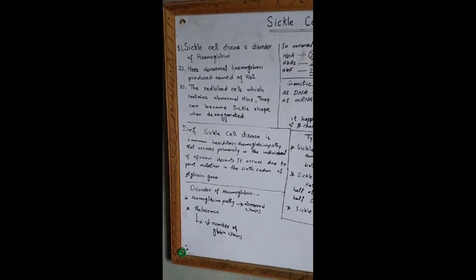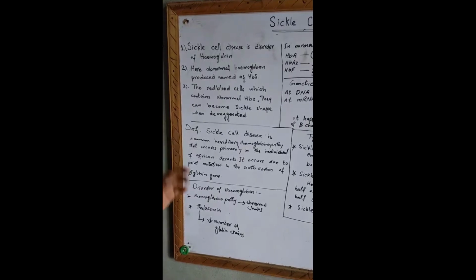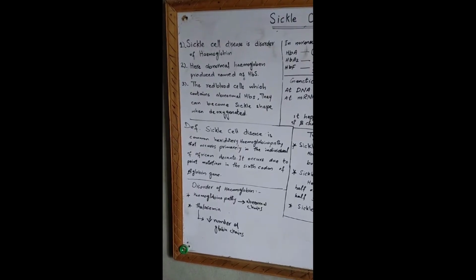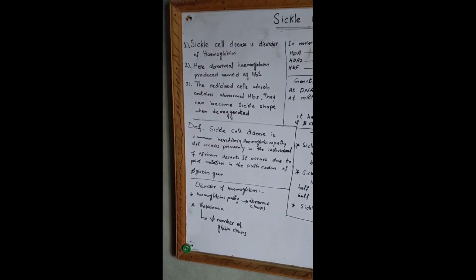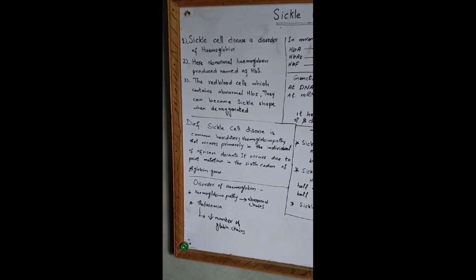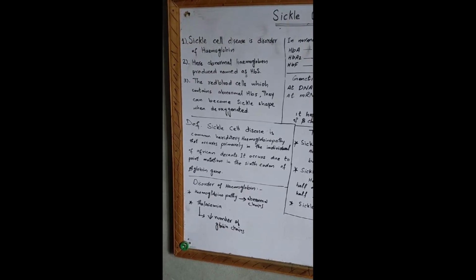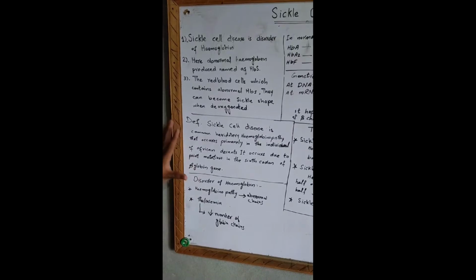So we will now discuss the definition of sickle cell disease. Sickle cell disease is a common hereditary hemoglobinopathy that occurs primarily in individuals of African descent. It occurs due to a point mutation in the sixth codon of the beta globin gene. Now I will discuss the definition in detail.